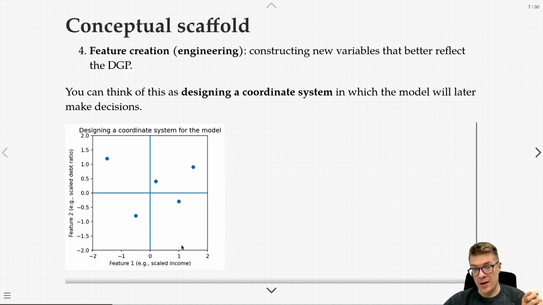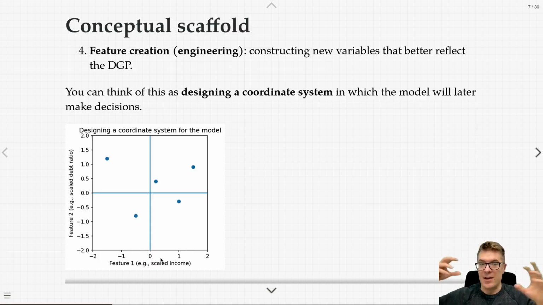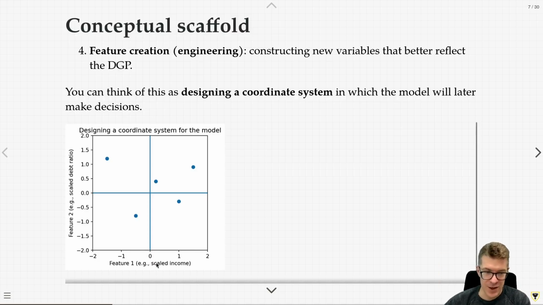So the first thing that's going on here is that we don't necessarily know what the original scales are by looking at this graph. As you can see down here, it says feature 1 is scaled income. So the people applying for these loans might be making $0 a year. They might be making $25,000 a year. They might be making $50,000 a year. They have a wide range of these numbers.